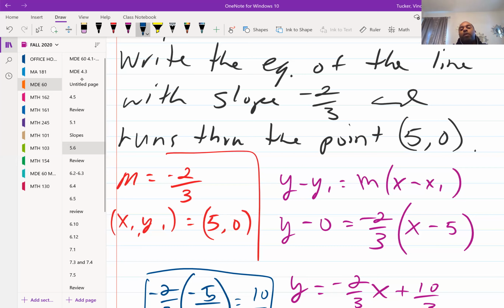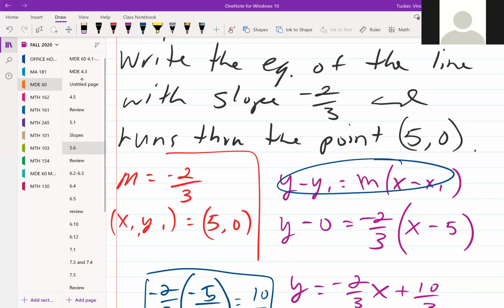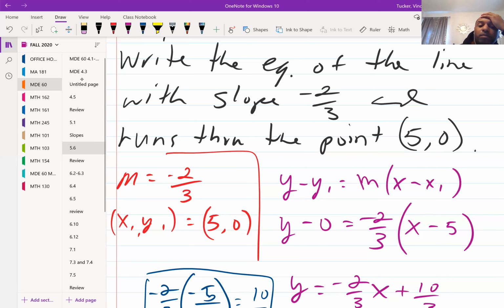Once you've established that, you go ahead and plug it into the formula: y minus y1 equal to m times x minus x1. Your slope is -2/3. y1 is 0. x1 is 5. So now y minus 0 is just going to give us y, so we really don't have to do any work over there.